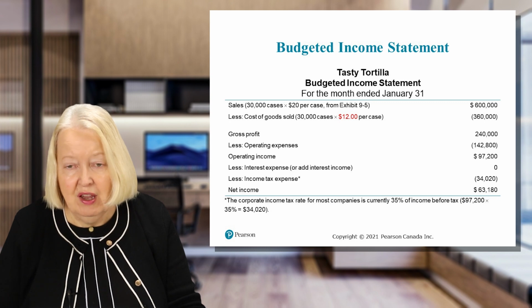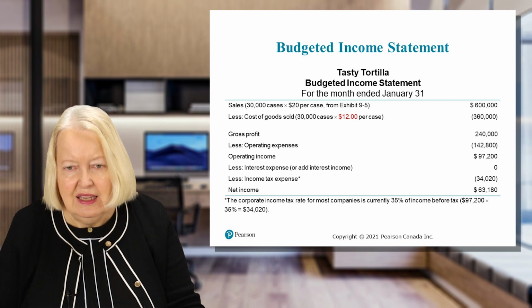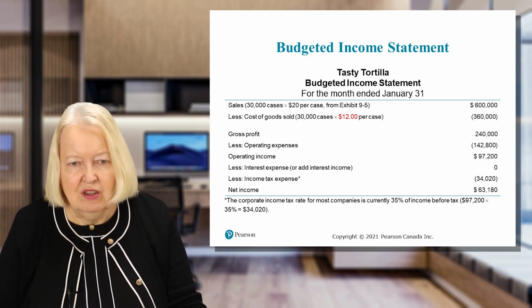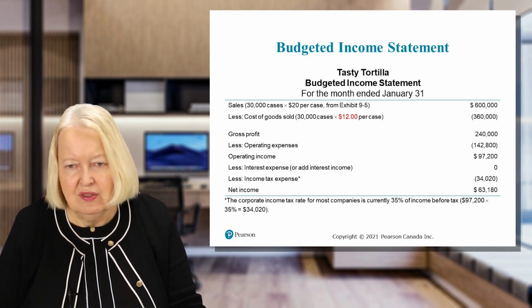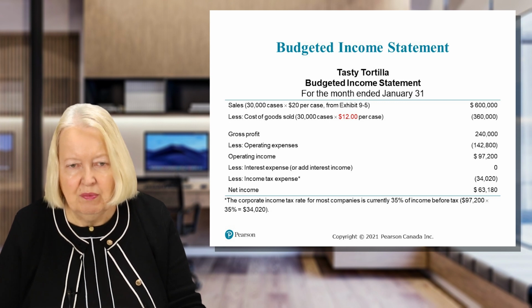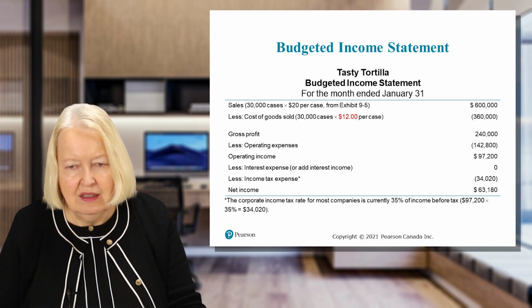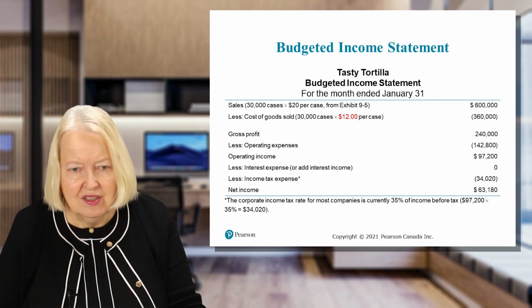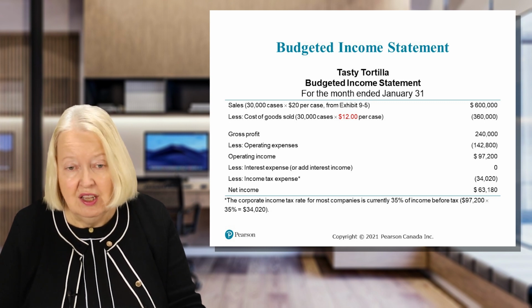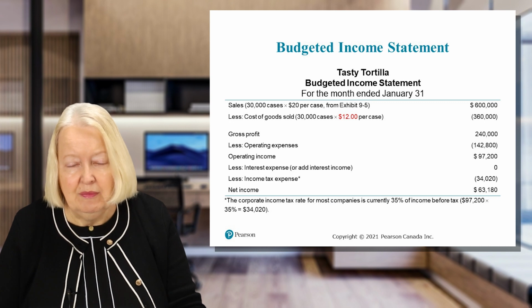Then subtract your operating expenses, which we've just calculated, and that gives you your operating income. Then, of course, you have to deduct your income tax on that to come down to a net income of $63,180. Most of the problems you will be doing for this chapter won't involve calculation of income tax, but for the occasional problem where it does, you'll be given the tax rate. In this example, you're told that it's 35% of income before tax.